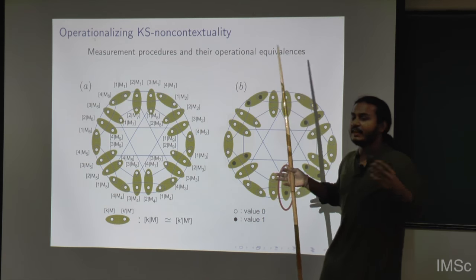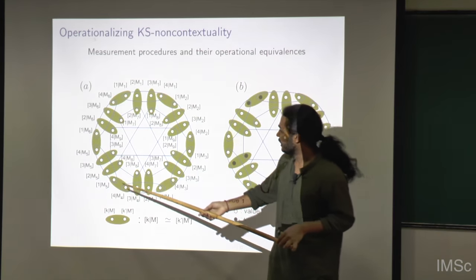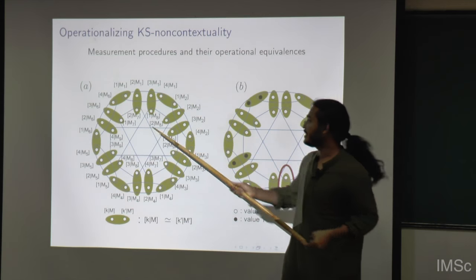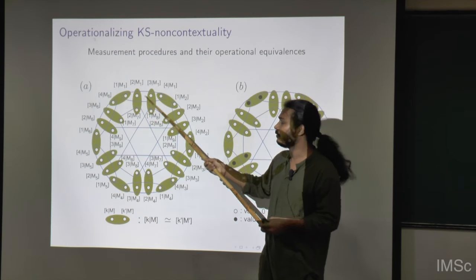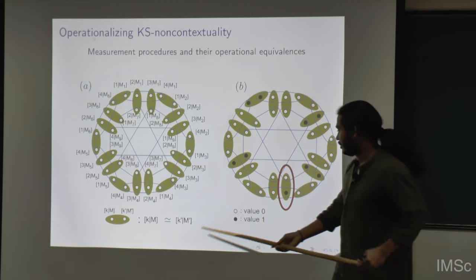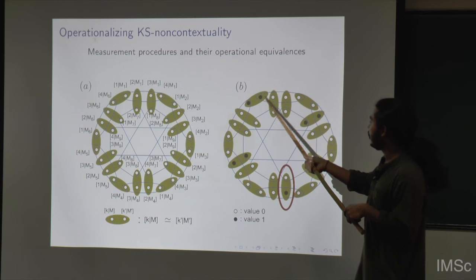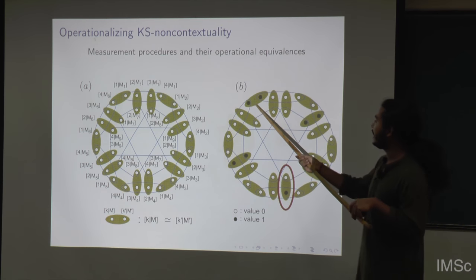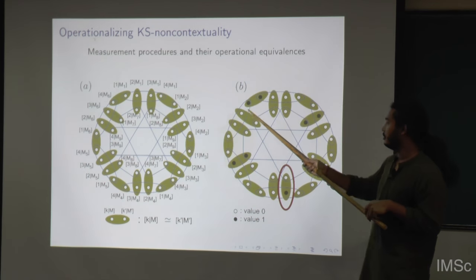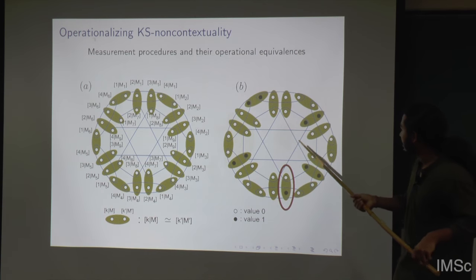But in general, if I'm given some operational theory, I'm just asking for 36 measurement events such that they satisfy these operational equivalences between them. So this is just the operational version of that figure that you saw. And this is what contextuality means here: every time I assign a value, 1 or 0, I have to assign the same value to the two guys, right? So it has to be both blacks or both whites. White is 0 and black is 1.